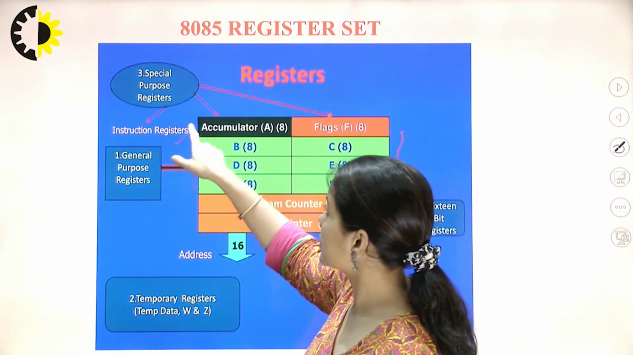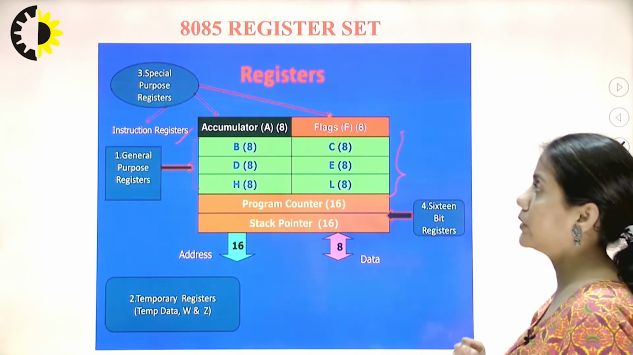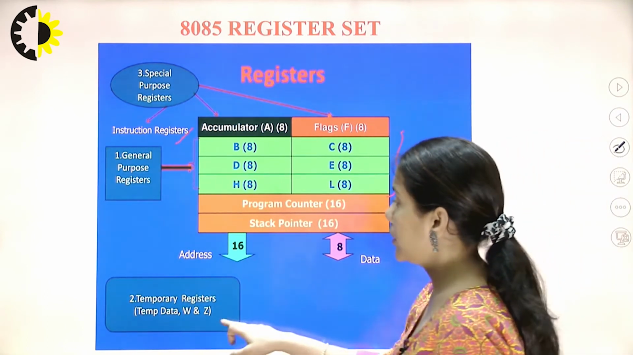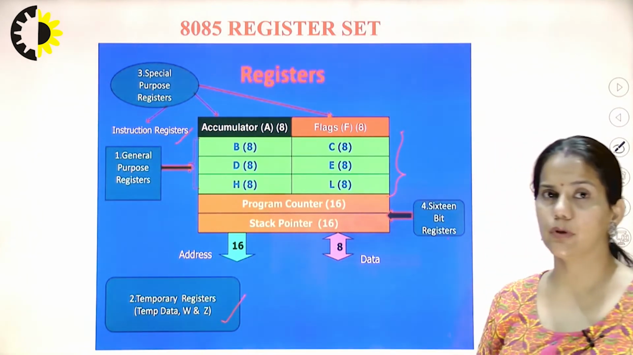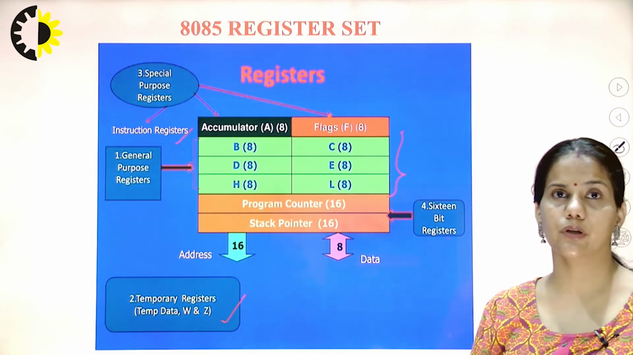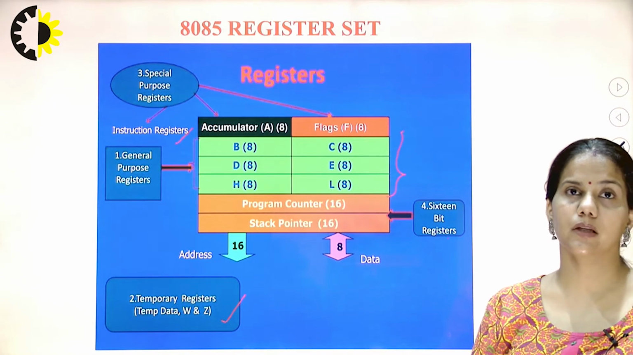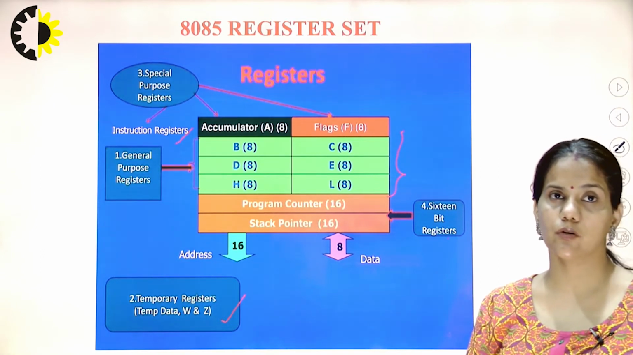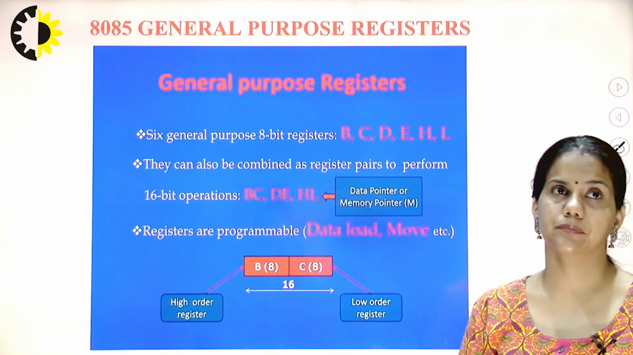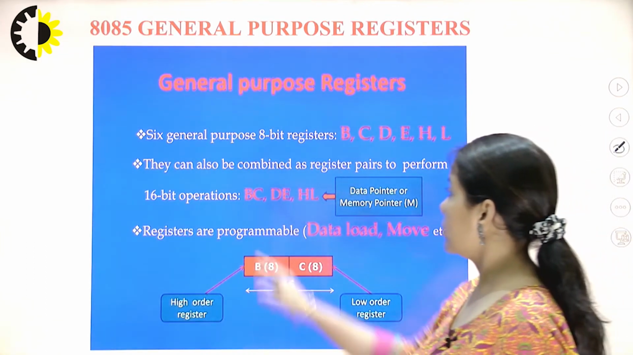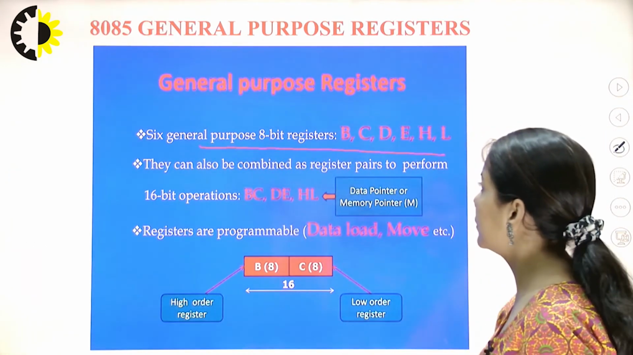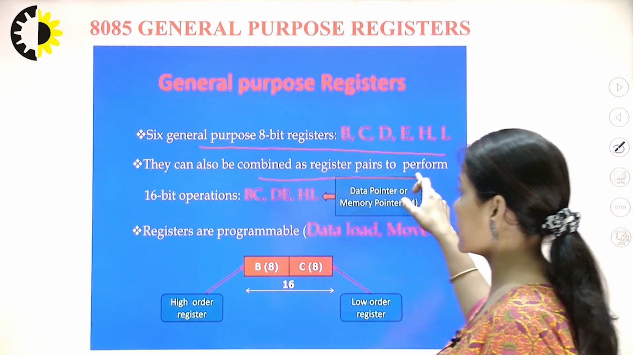Here the instruction registers are also included under special purpose registers. Temporary registers are W and Z, and these are not available to the users for use. These are internally used by the microprocessor for ALU operations. So there are 6 general purpose registers. They can be combined as register pairs.